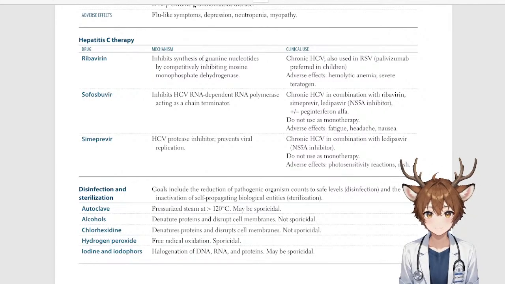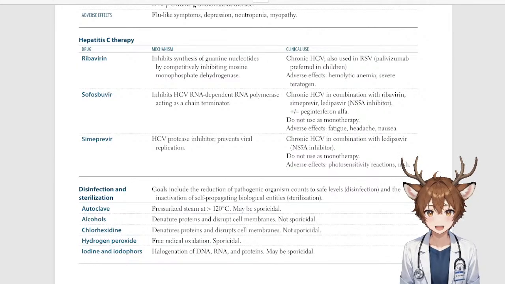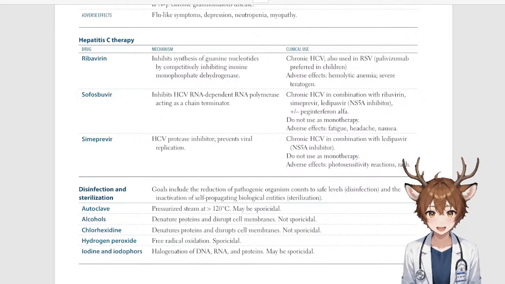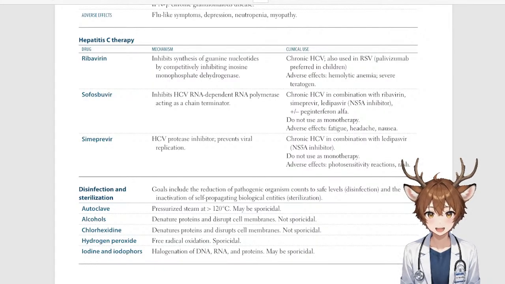Ribavirin inhibits the synthesis of guanine nucleotides by competitively inhibiting IMP dehydrogenase. This can cause hemolytic anemia, and it's a severe teratogen. So it's a little bit different in terms of adverse effects.